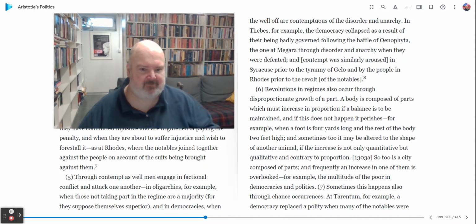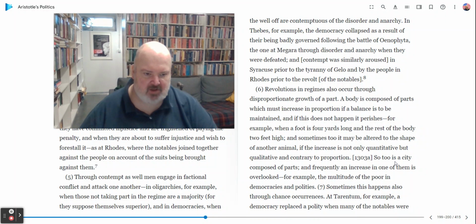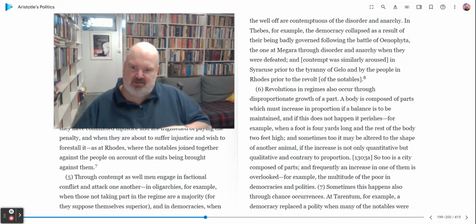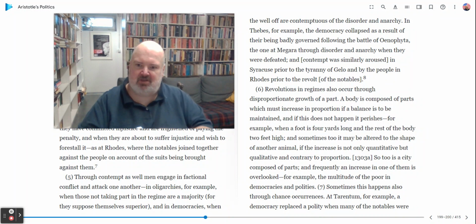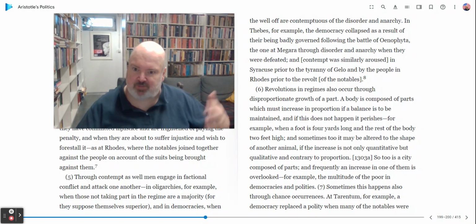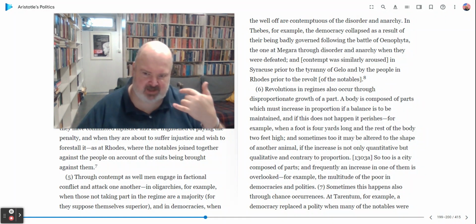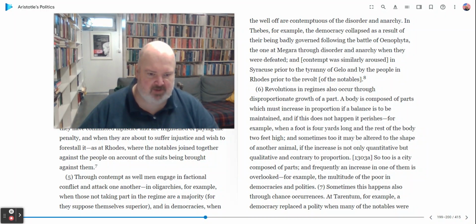And this is true in regimes as well. A city is composed of parts, and frequently an increase of one of them is overlooked, for example, the multitude of the poor in democracies and regimes. In other words, when they get too big and too powerful, the regime can change more dramatically. The poor grow in number, and because of this the regime becomes more radical, with more control. Right, the later forms of democracy that we counted in book 4, chapter 6, the four or five types of democracy, the last being the most radical and most like tyranny.